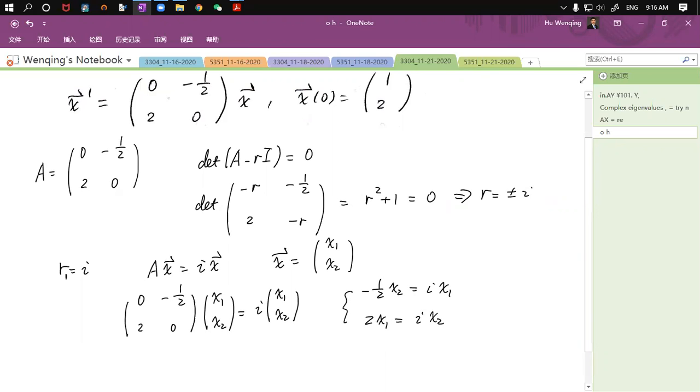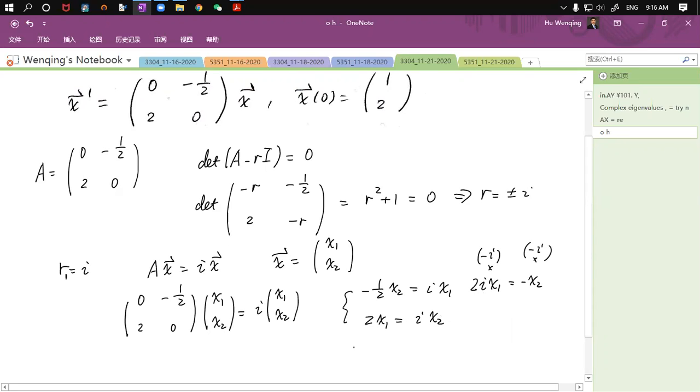Now, once you have this formula, you can see that the first equation says that 2i times x1 is equal to minus x2, which is the same thing as the second equation, because you can just multiply both equations by minus i, right? So you multiply the left-hand side by minus i, you multiply the right-hand side by minus i, you can see that these two equations are the same. So this is good news.